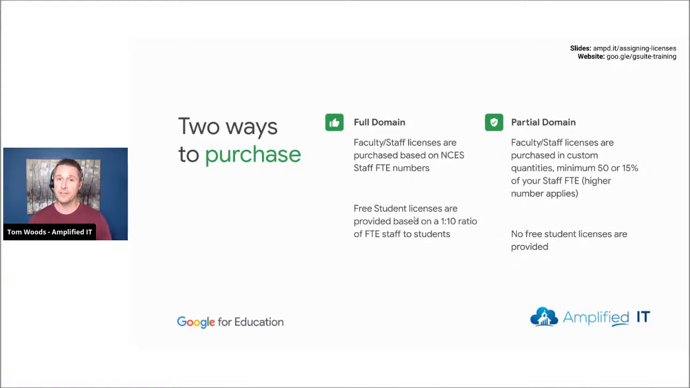There is a minimum of 50 or 15% of that staff FTE number from NCES, from their database. Whatever is the larger one, which in most cases is the 15% of your staff FTE. But if you're super small, it might be the 50 has the largest number, and that's the minimum that you need to purchase. In that scenario, when you're doing the partial domain, you're just buying those faculty, staff, full-featured licenses, and there's no free student licenses afforded to assign to your students. So you're just purchasing those stock licenses only for your faculty and staff in that situation.